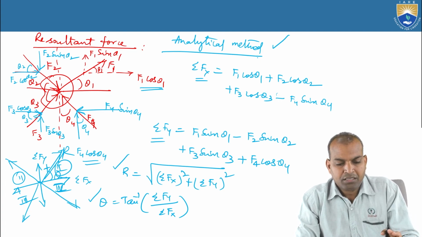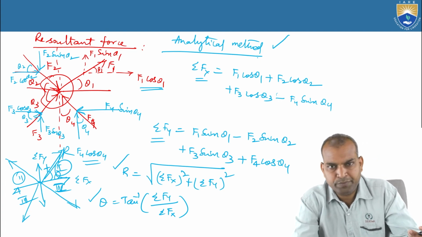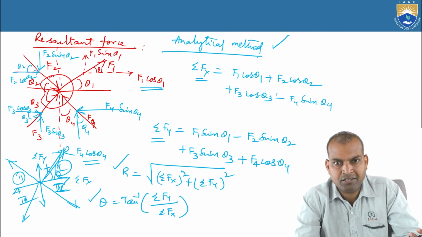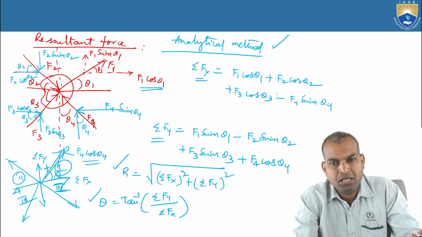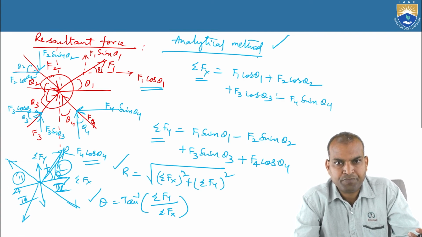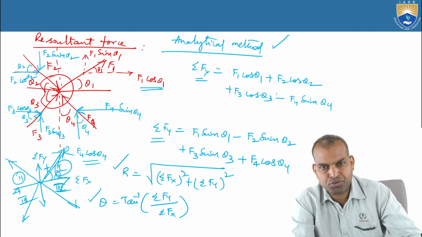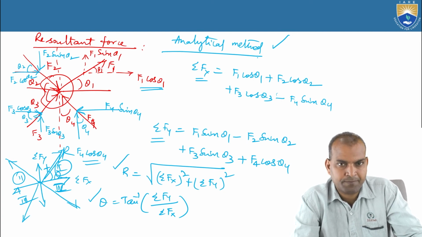Now, let me summarize this session. What have we studied? We have studied the laws of mechanics. The first law is the rectangular law, or parallelogram law, of forces. The second is the polygon law of forces, and by using the polygon law we found the resultant force of the coplanar concurrent force system. We also used the analytical method to find the resultant force of a coplanar concurrent force system.